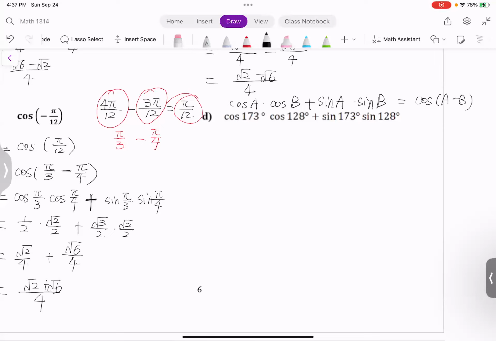So I can simplify my expression. That is cosine of (173 degrees minus 128 degrees). So this is cosine 45 degrees. What is cosine 45? Square root of 2 over 2. So we're done. This is the solution.